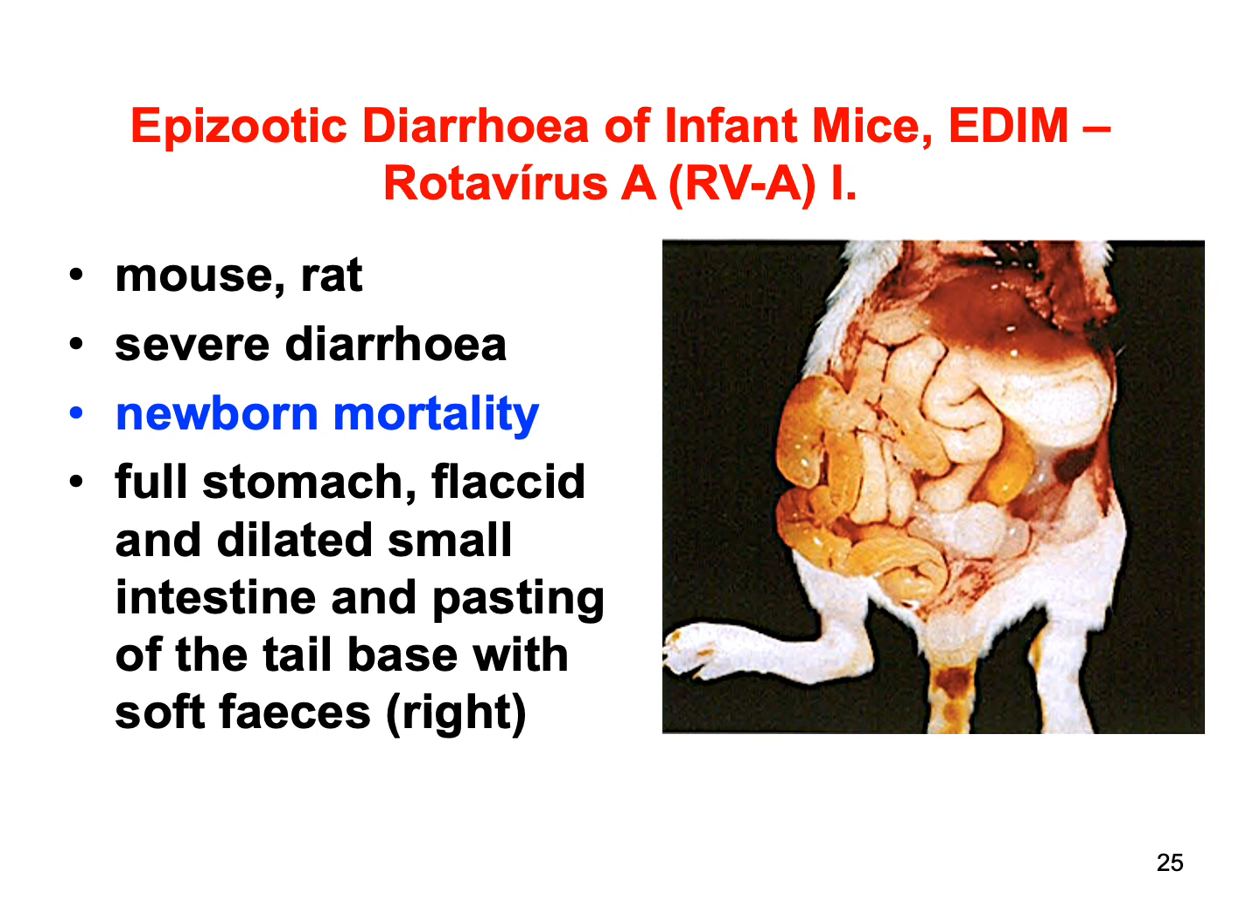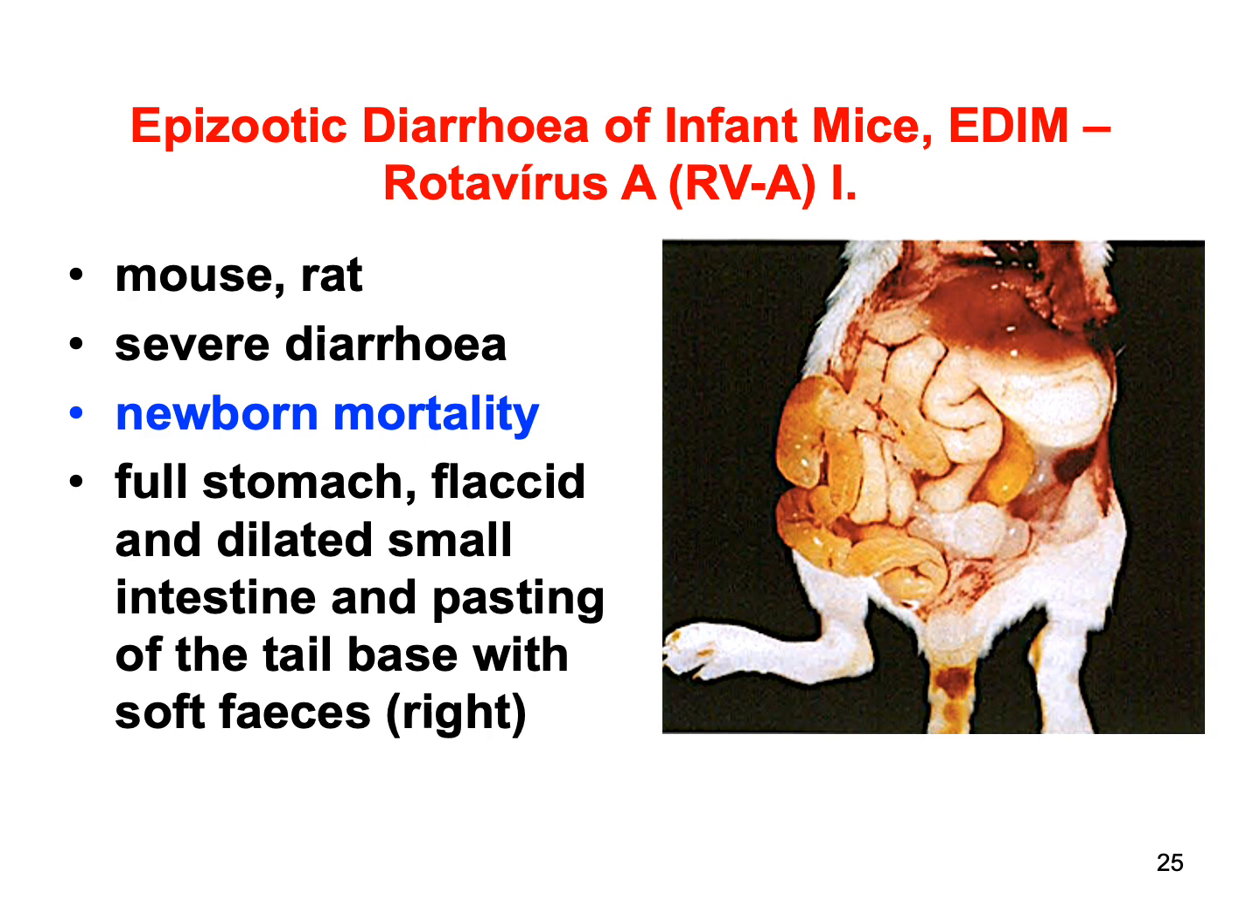This is rotavirus caused episodic diarrhea of infant mice, EDIM. It is not only in mice but also in rats. The disease clinically is a severe diarrhea and high newborn mortality. On the picture you can see that the stomach is full, the small intestine are flexed and dilated, and pasting of the tail base with soft feces. You can see at your right.